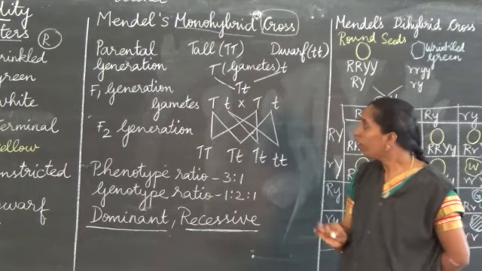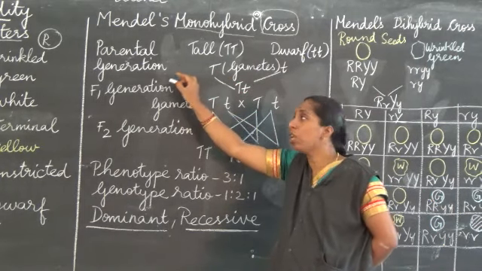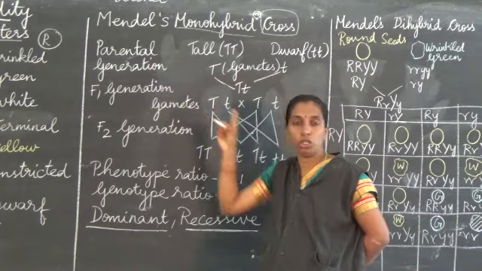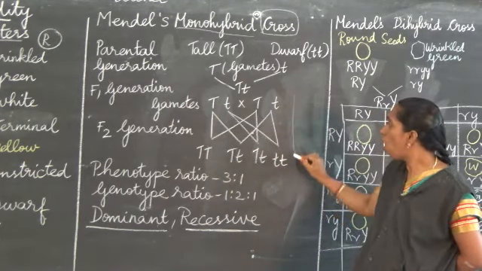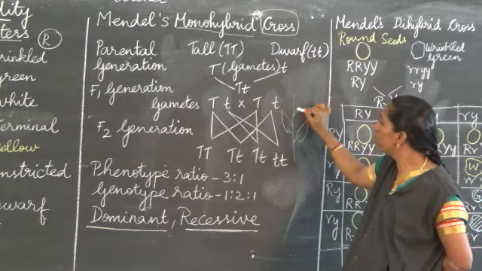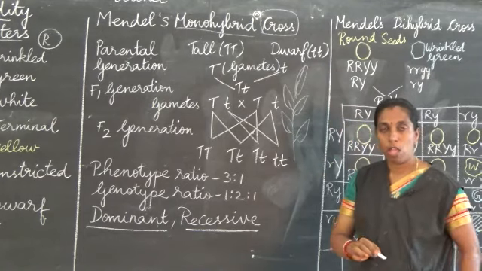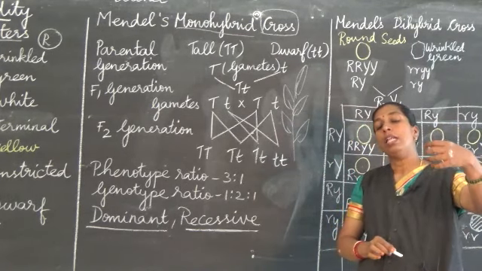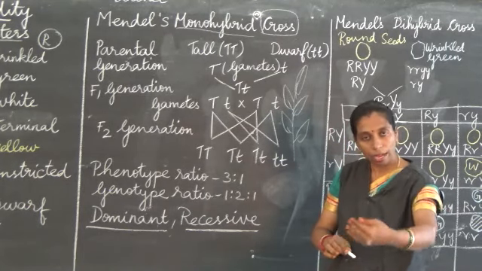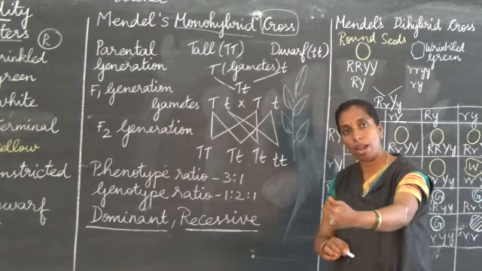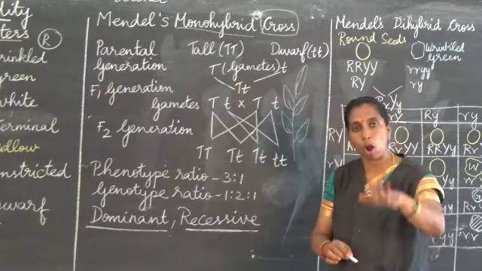So now he selected the parents. How did he select the parents? That is called the parental generation. See, a tall plant will always give rise to a tall plant, generation after generation. A tall plant grows, the seeds fall in the ground, and again a tall plant develops. So even after generations, a tall plant will always give rise to a tall plant.